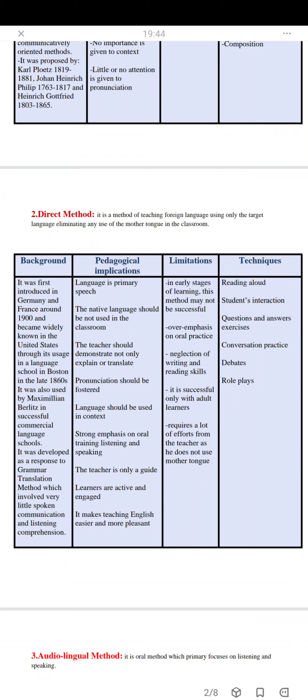So here we only use the second language. We don't use the mother tongue of students. The techniques are reading aloud, students' interactions, questions and answers, exercises, conversation practice, debates, and role plays.